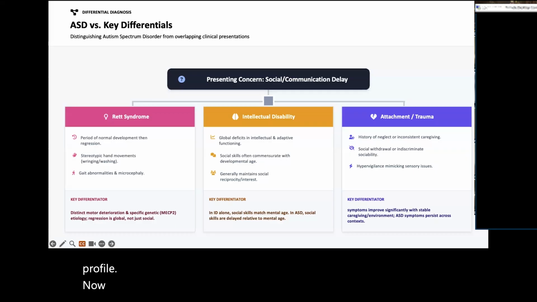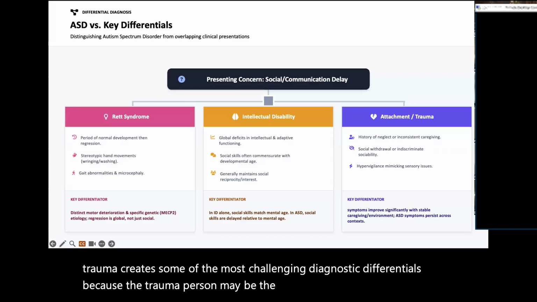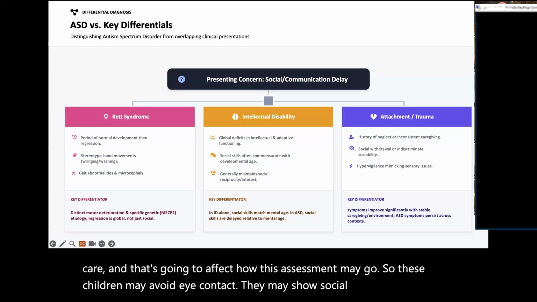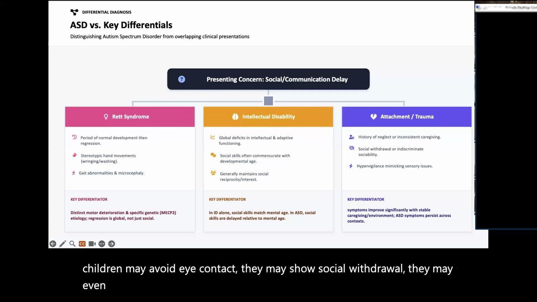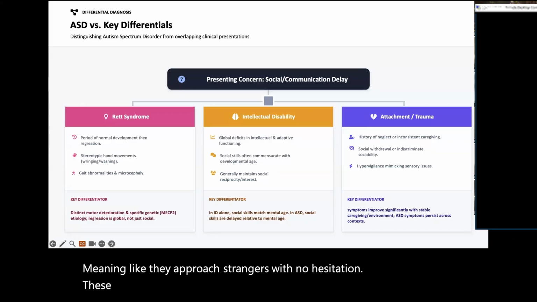Now, the attachment trauma distinction. Attachment disruptions and early trauma create some of the most challenging diagnostic differentials because the trauma person may be the parent that's bringing them for care, and that's going to affect how this assessment may go. So these children may avoid eye contact. They may show social withdrawal. They may even display indiscriminate friendliness, meaning they approach strangers with no hesitation. These behaviors can resemble autism, but the underlying mechanisms are different.